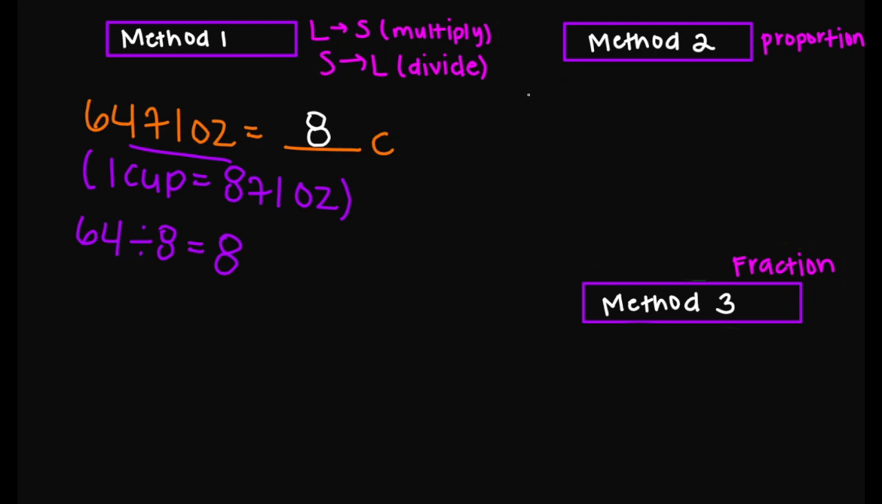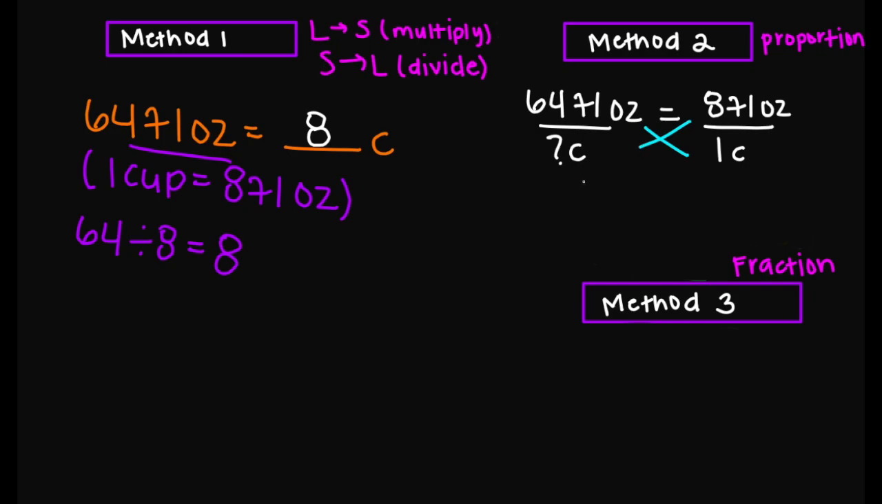Now let's look at method number 2. We do 64 fluid ounces here. This is going to be over, we do not know the cups yet. This is going to be equal to, my numerator here is going to be 8 fluid ounces, and my denominator here is going to be 1 cup. Now we're going to cross multiply. So my left side, we're going to get 8x. My right side, you're just going to get 64. And we're going to divide both sides by 8 so that we can solve for x. When you solve for x, 64 divided by 8 is going to be 8. So your final answer in this example is going to be 8 cups.